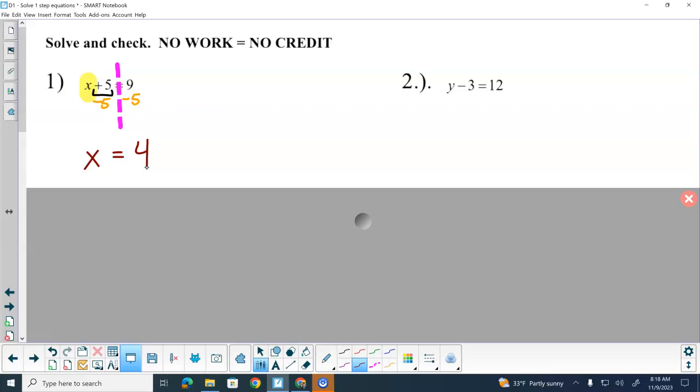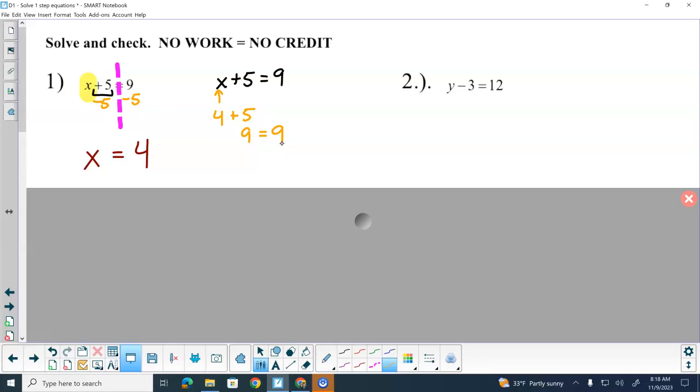No. What we're going to do is, remember, our original equation was x plus 5 equals 9. We're going to replace the variable with our answer. We're going to plug our answer back into the original equation. So if I replace x with 4, because x is equal to 4, now this becomes 4 plus 5. Well, what is 4 plus 5? 9. And is 9 equal to 9? Yeah. So we checked our work to make sure it was right.